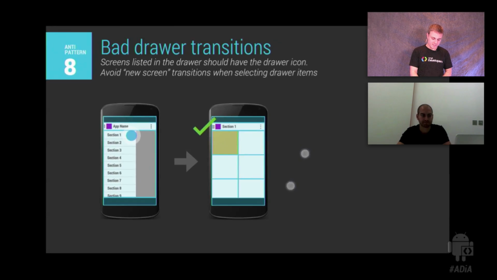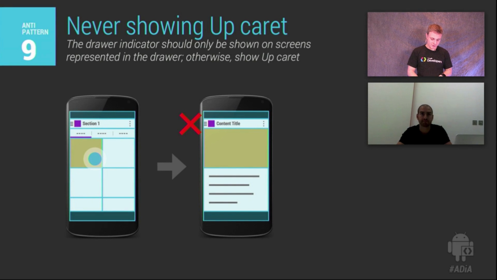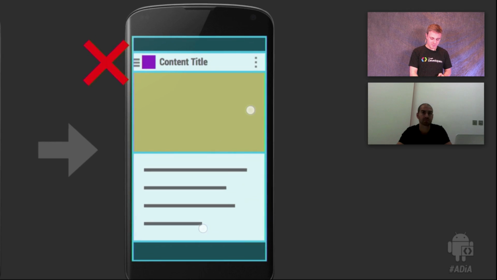Yeah. So related to that is never showing the up caret, and this is really the converse of that, or the inverse of that, whatever it is. Like we said, anything that is represented in the drawer should show the drawer indicator. But things that aren't represented in the drawer, for example, here we're looking at a specific piece of content.